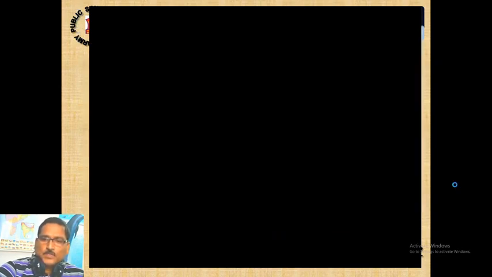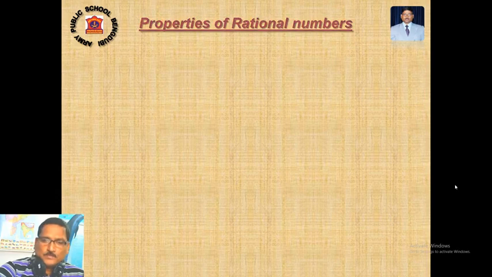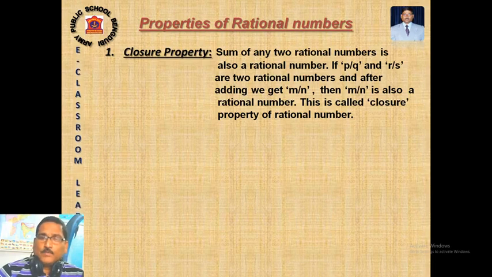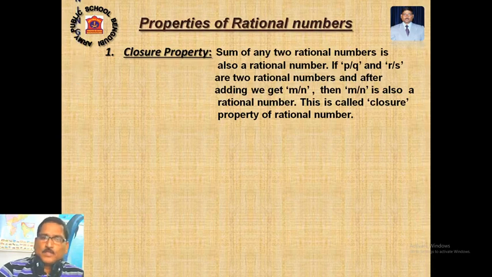Okay, so I think you have understood. Now next is properties of rational numbers. Certain properties we have to remember in our mind. While calculating we need to apply those properties only. What is closure property? When we add any two rational numbers, the result will be a rational number only.